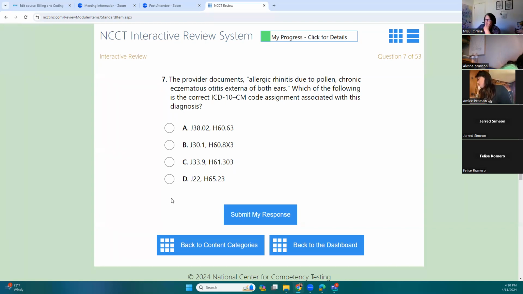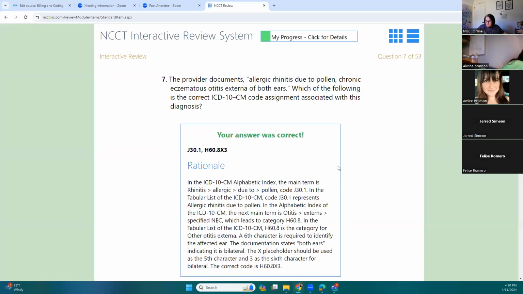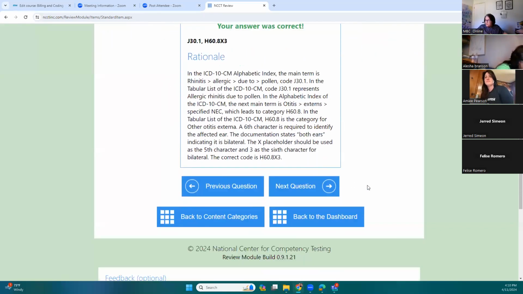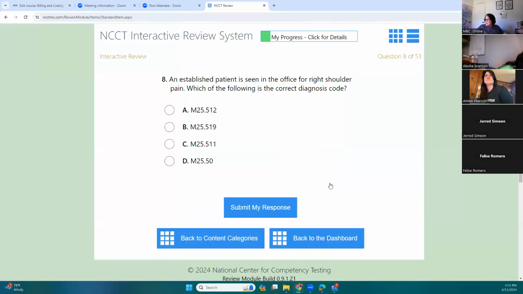Okay, so the way that I decided what my answer was going to be was I really just started with this first code. All the first codes are different. J30.1 says allergic rhinitis due to pollen. So it has to be B, because that first ICD-10 code is correct. Did that make sense? We were able to do that quickly because we already found the first code and none of the other codes matched up in the scenario.